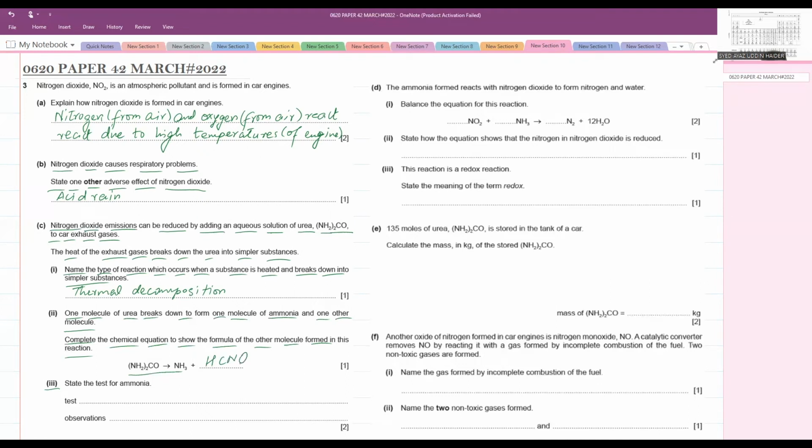Now, in part 3, you have to write down the test and observations for ammonia. You know the test for ammonia, that is red litmus paper. Don't just write red litmus paper. You have to mention damp red litmus because it will only give the test of ammonia if it is damp. Damp means moist or with water. So the final answer will be damp red litmus. In the observation, you write litmus turns blue.